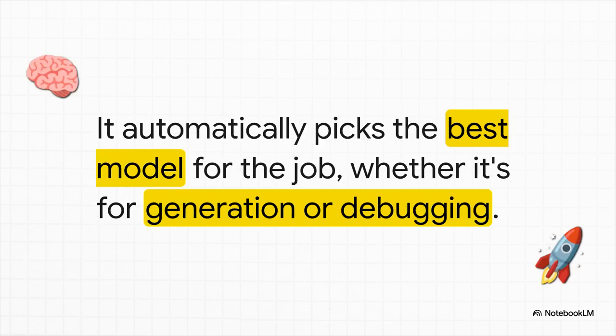Now this part is pretty clever, and it all happens under the hood. Abacus says the tool is smart enough to know that, say, writing a brand new function is a totally different task than trying to figure out a complex bug. So it automatically sends your request to the best AI model for that specific job, which means you're more likely to get a higher quality result every time.